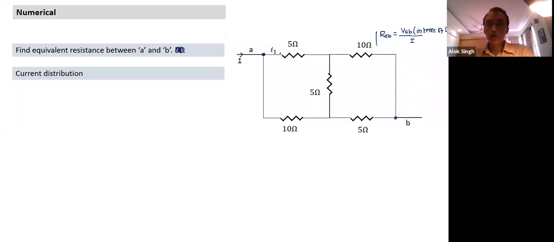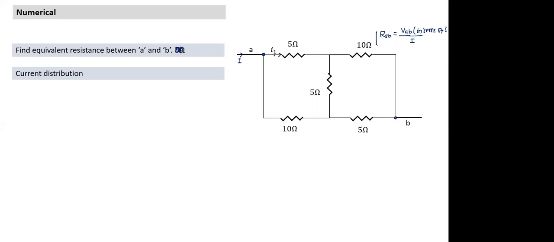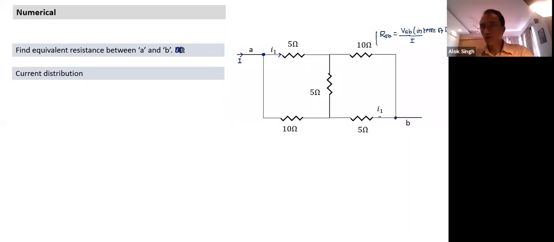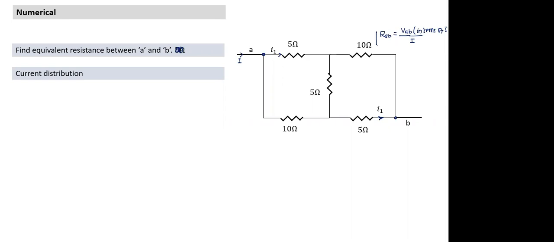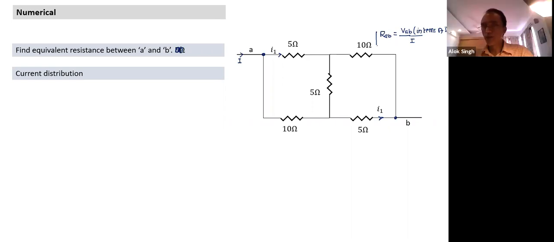Let's do the current distribution. Let's assume this current is I1. Do we see some kind of symmetry? Is there any other resistance in which the current has to be I1? Sir, the 5 ohm resistor at the bottom. Yes, this also has to be equal to I1. That's what we did in the case of symmetry, explained in terms of capacitor. The same logic holds here. Similarly, if this current is I2, one more resistance will have current I2, this one.